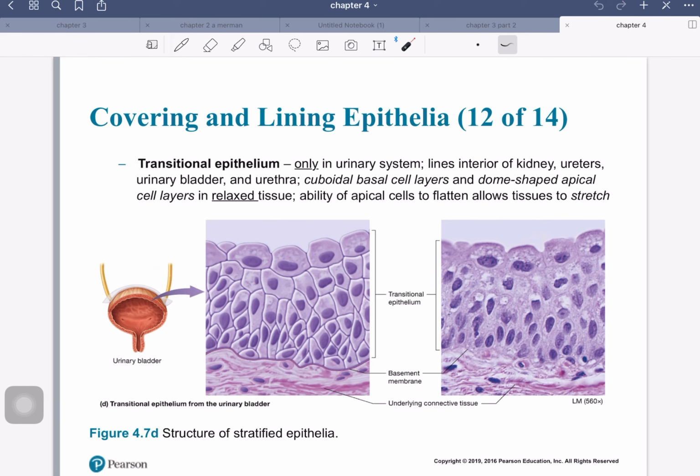So not surprisingly, this tissue that looks like this in a relaxed state, when you stretch it out, you'll start to see that the surface cells get pulled and flattened out. And that's why it's called transitional, because the tissue changes look, whether the bladder is empty and the tissue is not being stretched out, or whether the tissue is stretched out.